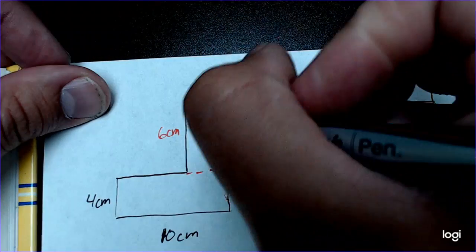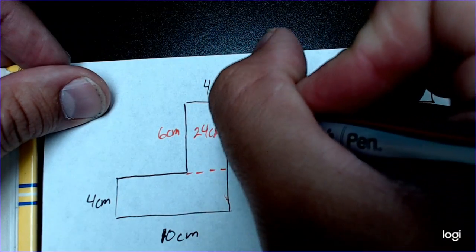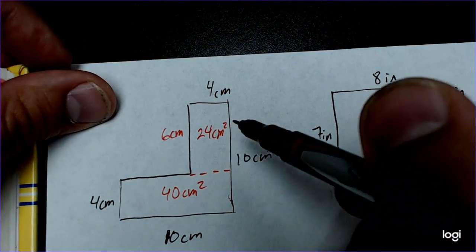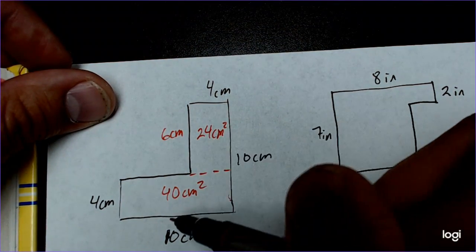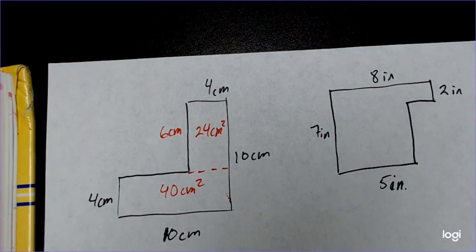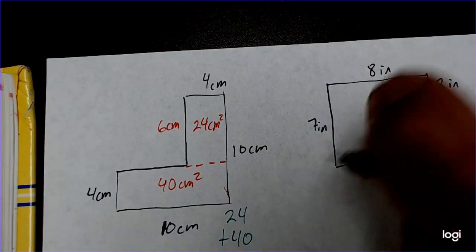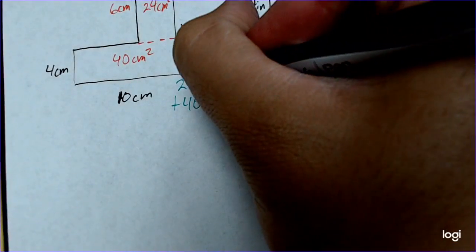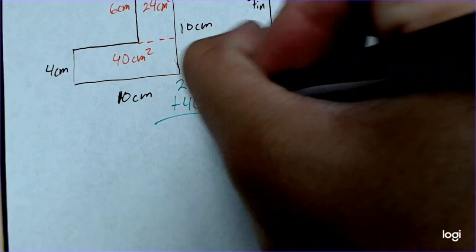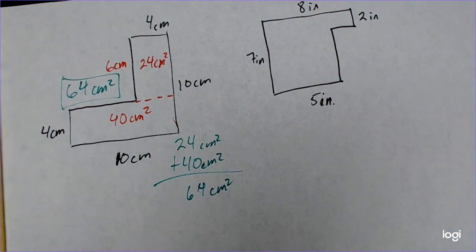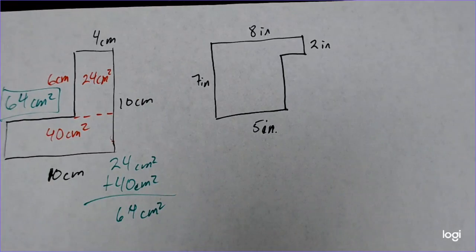So I can do 4 times 6 to get 24 centimeters squared, and 4 times 10 to give me 40 centimeters squared. Then to find the area of the whole shape, I take these two numbers and add them together. Once I've found those areas, we'll do 24 plus 40. Let's make sure the camera can see this. That's 64 centimeters squared, and that is the area of the entire shape. All right, so that's how that works. If you got it, great. If not, I've got one more example that I'll do for you.